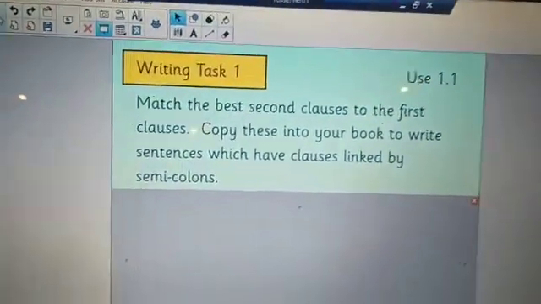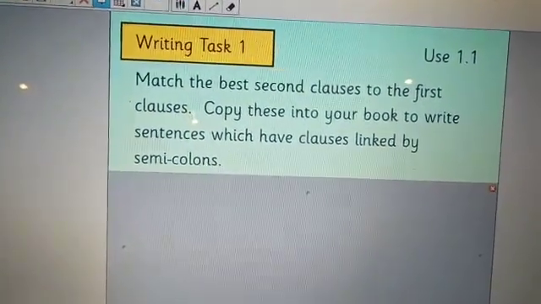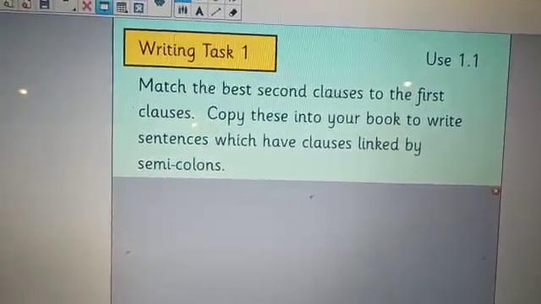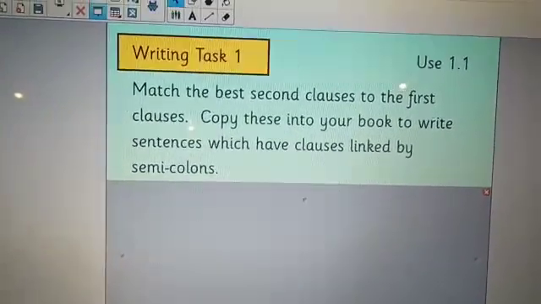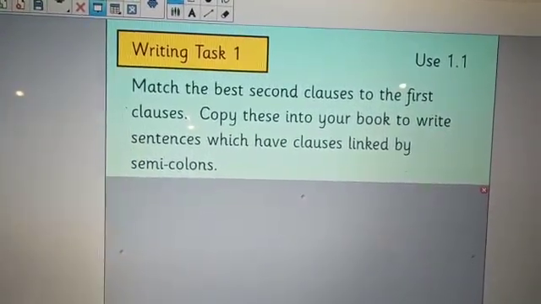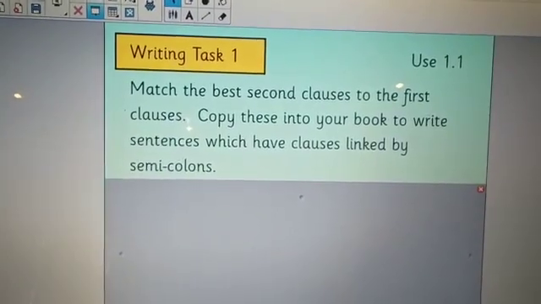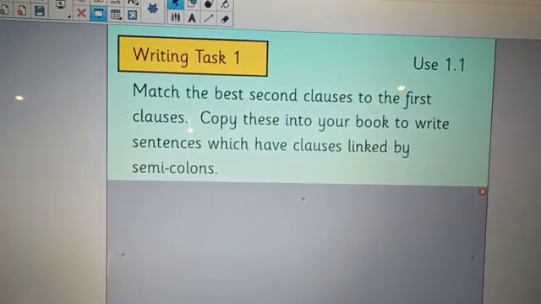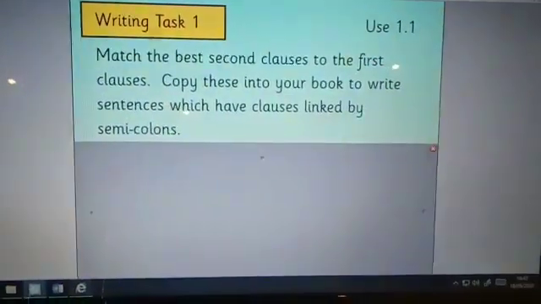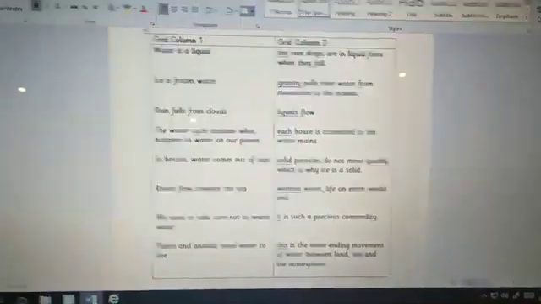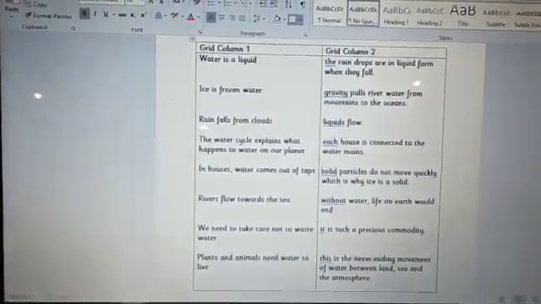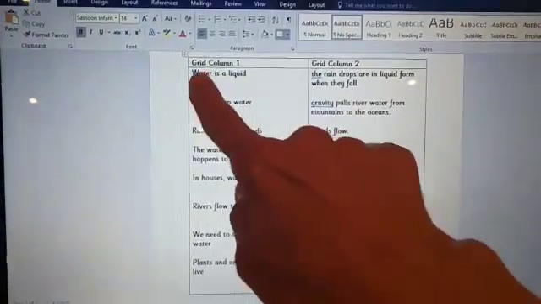Let me show you a writing task you can do. You'll need to pause the film. I'm going to give you 2 columns of clauses, a first clause and a second clause. Your job is to match the best second clause to the first clause. Let's have a look at these. Here they are. In a moment you can pause the film. Let's try this first one.